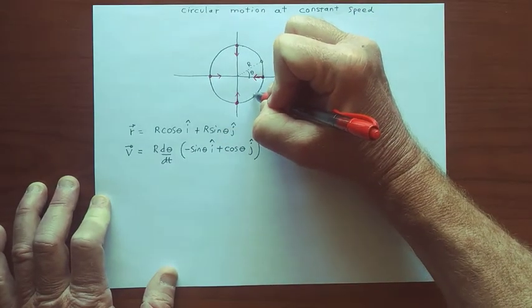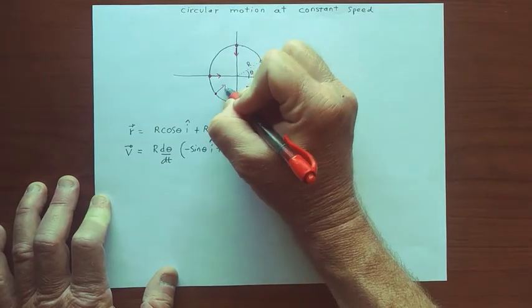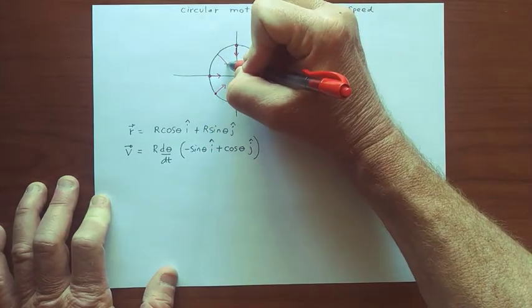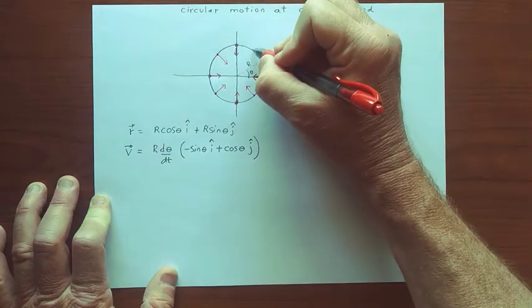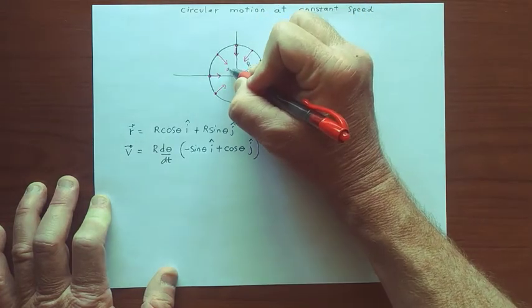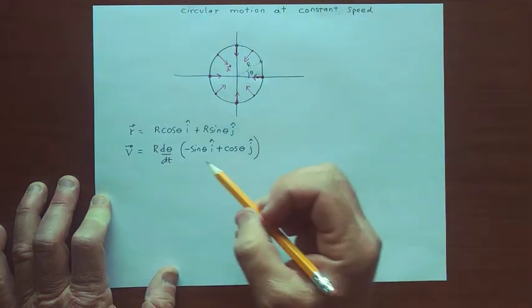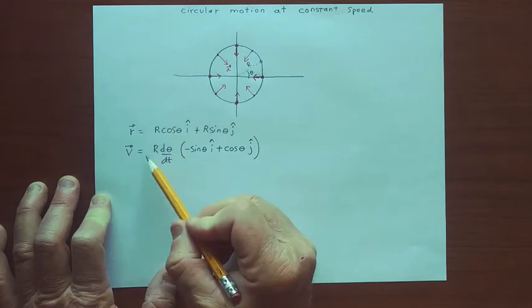Let's make a few more acceleration vectors, sort of in between these positions. So this is red acceleration. Now let's focus on the velocity equation, right?